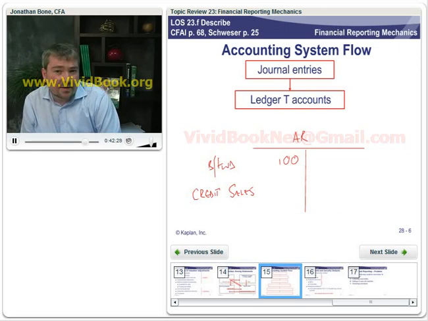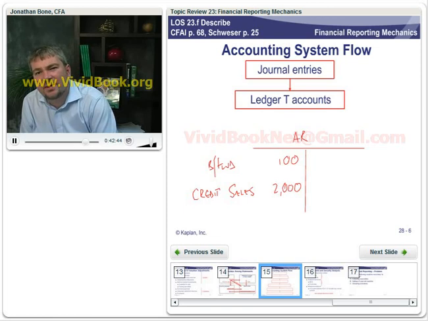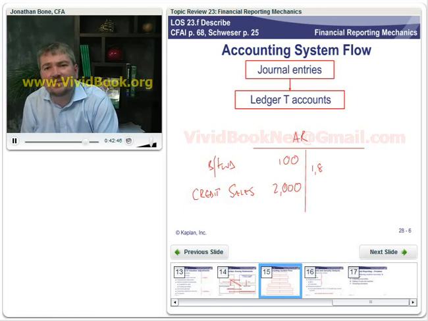We'll also look at the journal entries to see if anything else affects accounts receivable. And in particular, it's likely to be the cash that we receive from our customers. So let's say that we've got 1,800 of cash collected from customers.